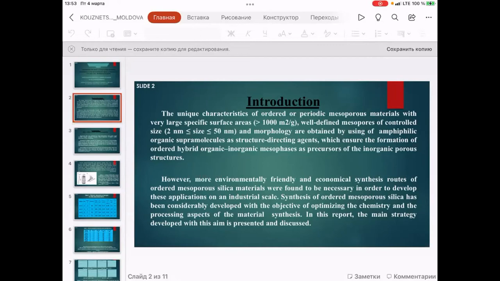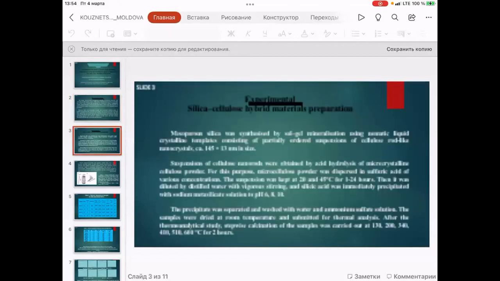However, more environmentally friendly and economical synthesis routes of ordered mesoporous silica materials were found to be necessary in order to develop these applications on industrial scale. Synthesis of ordered mesoporous silica has been considerably developed with the objective of optimizing the chemistry and the processing aspects of the material synthesis. In this report, the main strategy developed with this aim is presented and discussed.